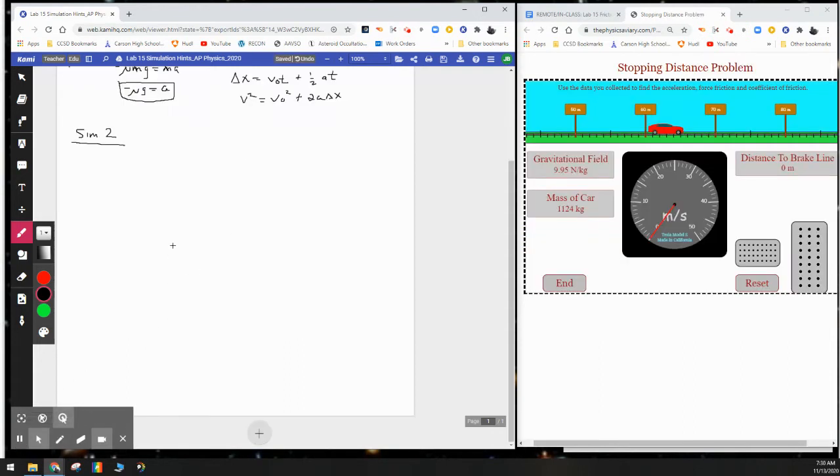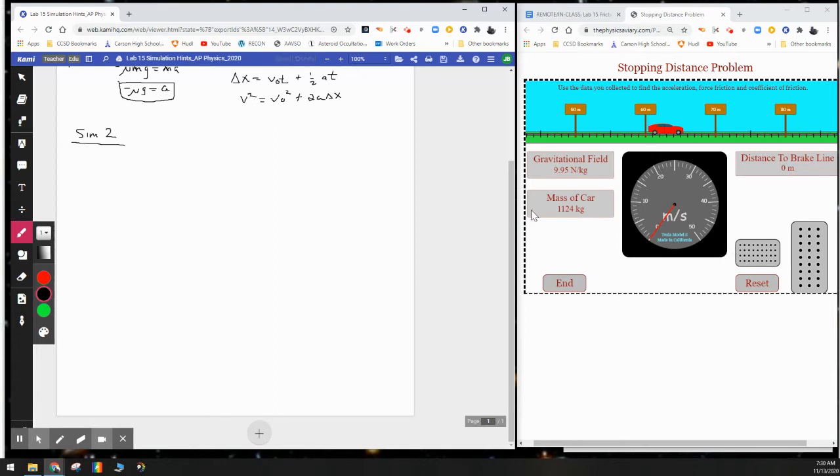Okay, class, we're now going to talk about simulation number two. Here you're given the gravitational field and the mass of the car, and when you start, you have to press on the gas to get some starting speed. Then when you hit the brake line, you're going to slam on your brakes until you come to rest.